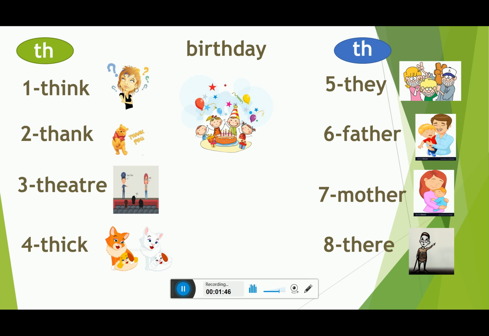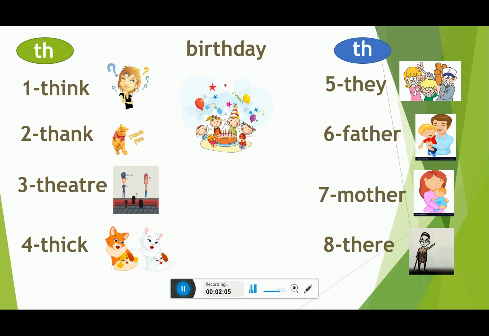Mariam, read them again, please. Okay. The first word, think. Second word, thank. Third word, theater. Fourth word, thick. And the fifth word is birthday. معناها يوم ميلاد. So, can you read them alone?